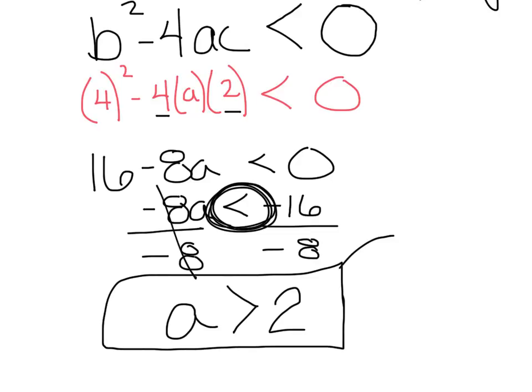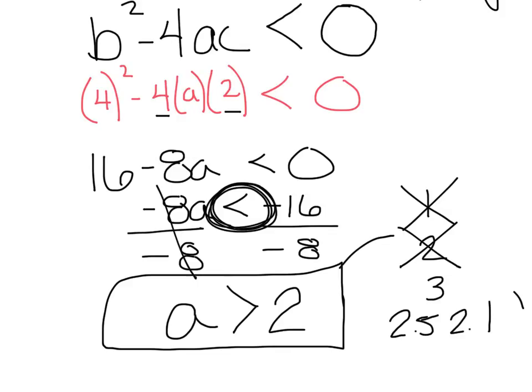So let's talk about some numbers that work. Would 1 work? Is 1 bigger than 2? No. Would 2 work? Is 2 bigger than 2? No. The first whole number that would work would be 3. But there are other numbers. Remember, 2.5 is bigger than 2, 2.1. But basically any number bigger than 2 will work.